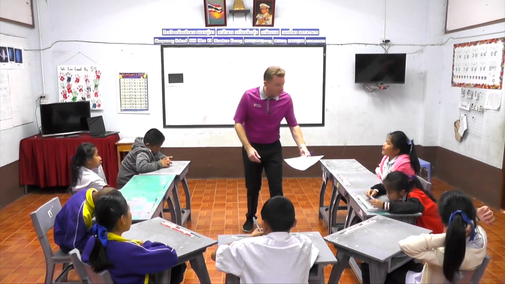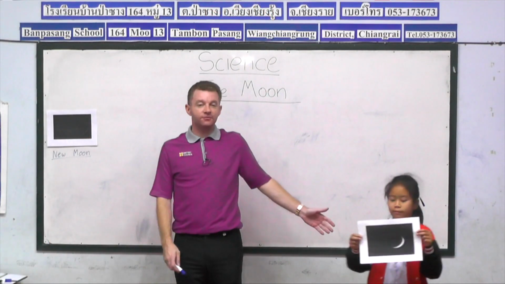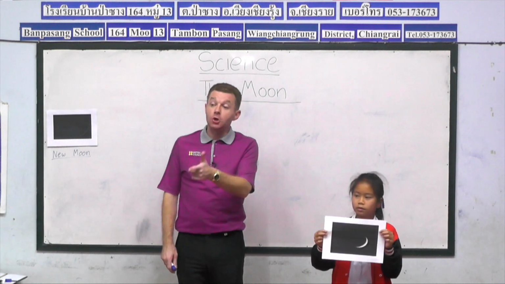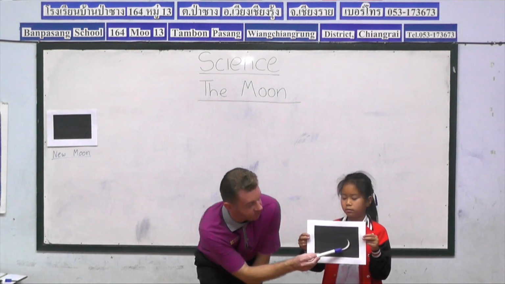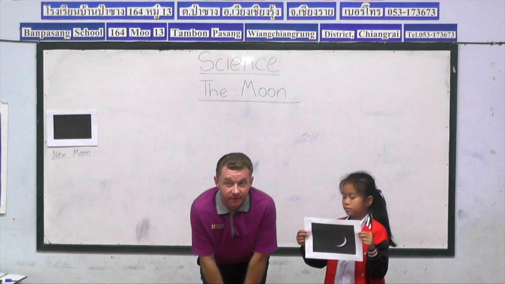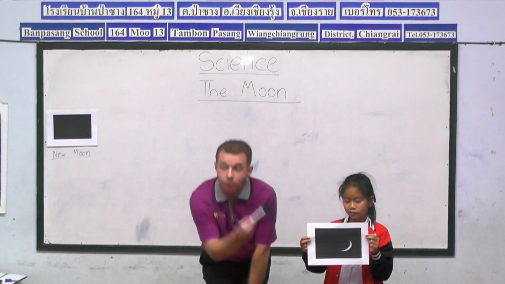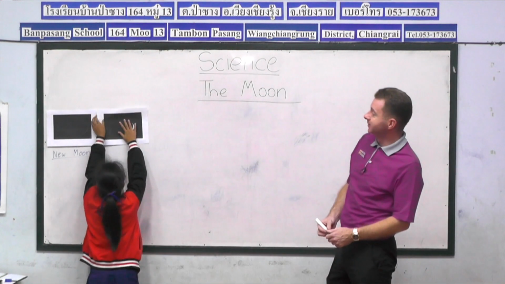Let's see if Prel can remember. Prel, here's your flashcard. So come and show it to your friends first. So what can we see now, guys? New crescent moon. Yes, you see this shape here? This shape is known as a crescent. And after the new moon, we have the new crescent moon. So Prel, phase number 2, can you place it next to the new moon?